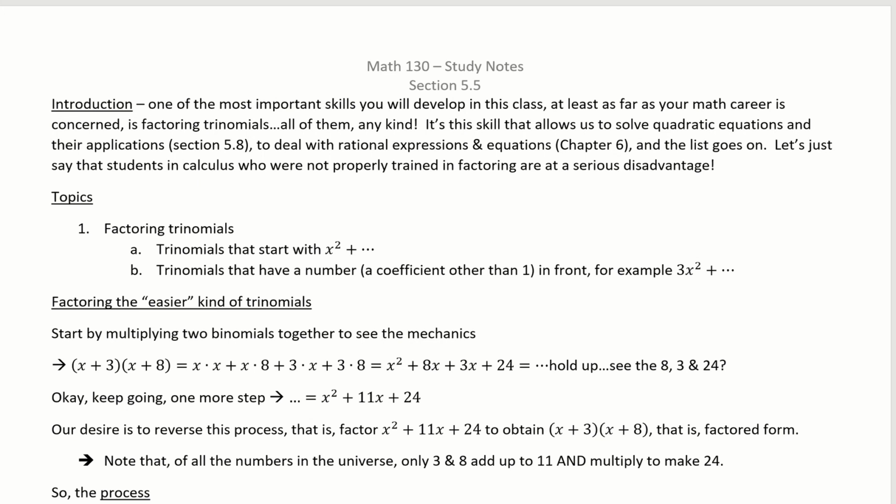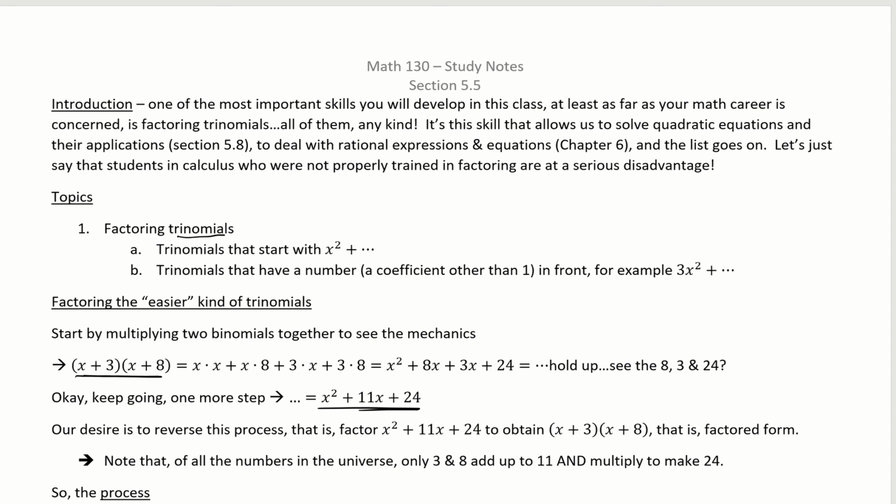Okay, guys, now we enter into one of the more important sections of the semester. It's factoring trinomials. Being able to take a trinomial that looks like this and write it in factored form like this. Okay, so this is what our job is, to try to streamline this section.